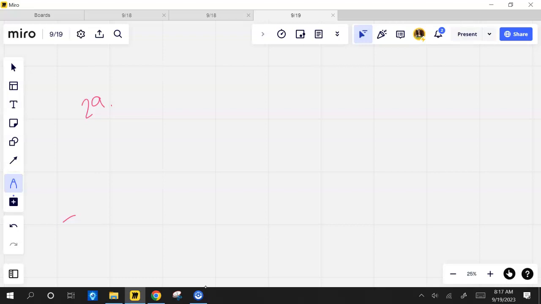All right, 29. Find equations for the lines that are tangent and normal to the curve y equals square root of 2 cosine.